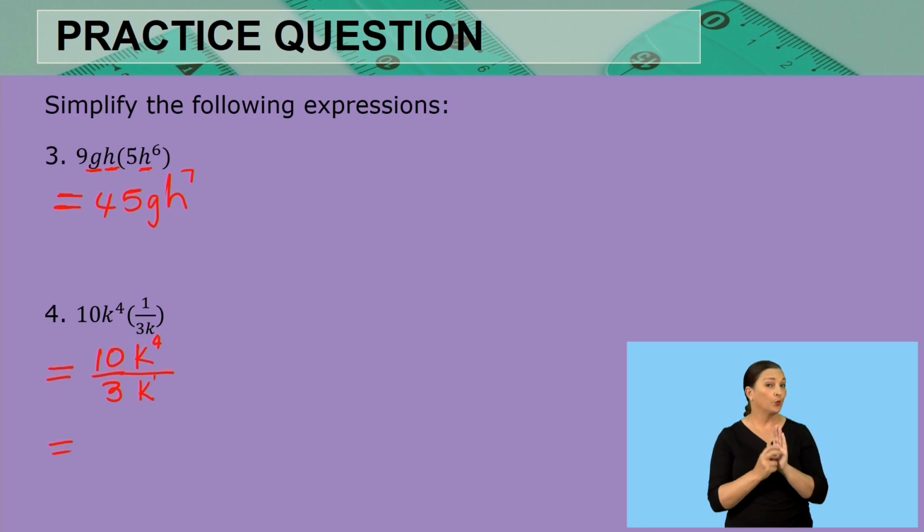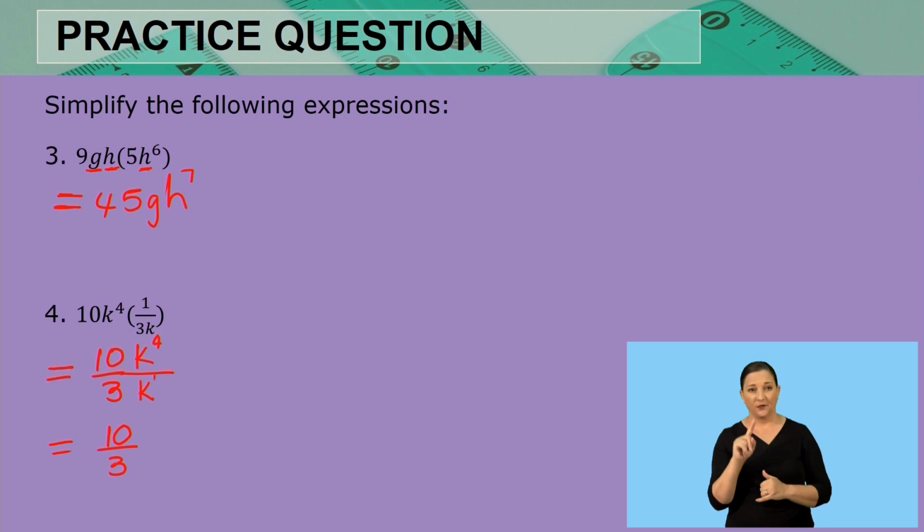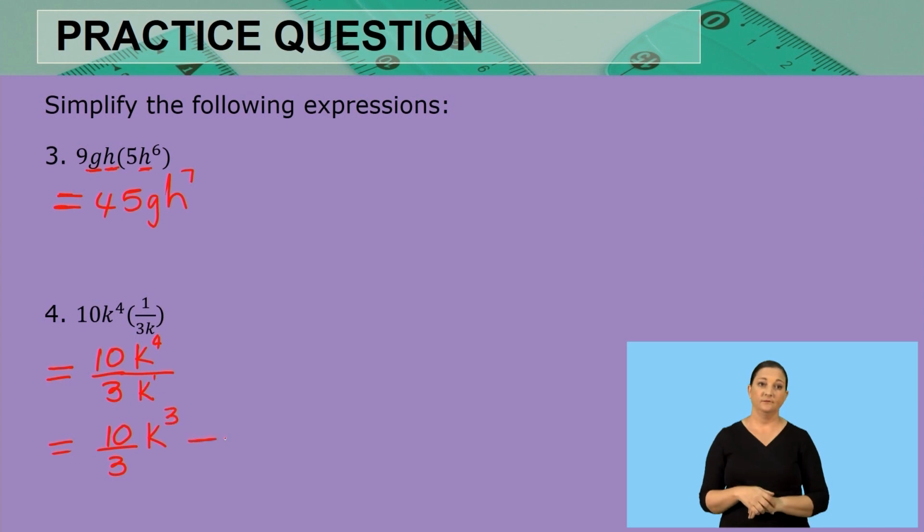I have to simplify the fraction, and I have to apply my laws there. So let's start with the laws there. When we are looking at the k's there, we have a k exponent 4 divided by k exponent 1. What is going to happen to those exponents? I am going to subtract them. So that is going to be 4 minus 1, leaving us with k exponent 3.